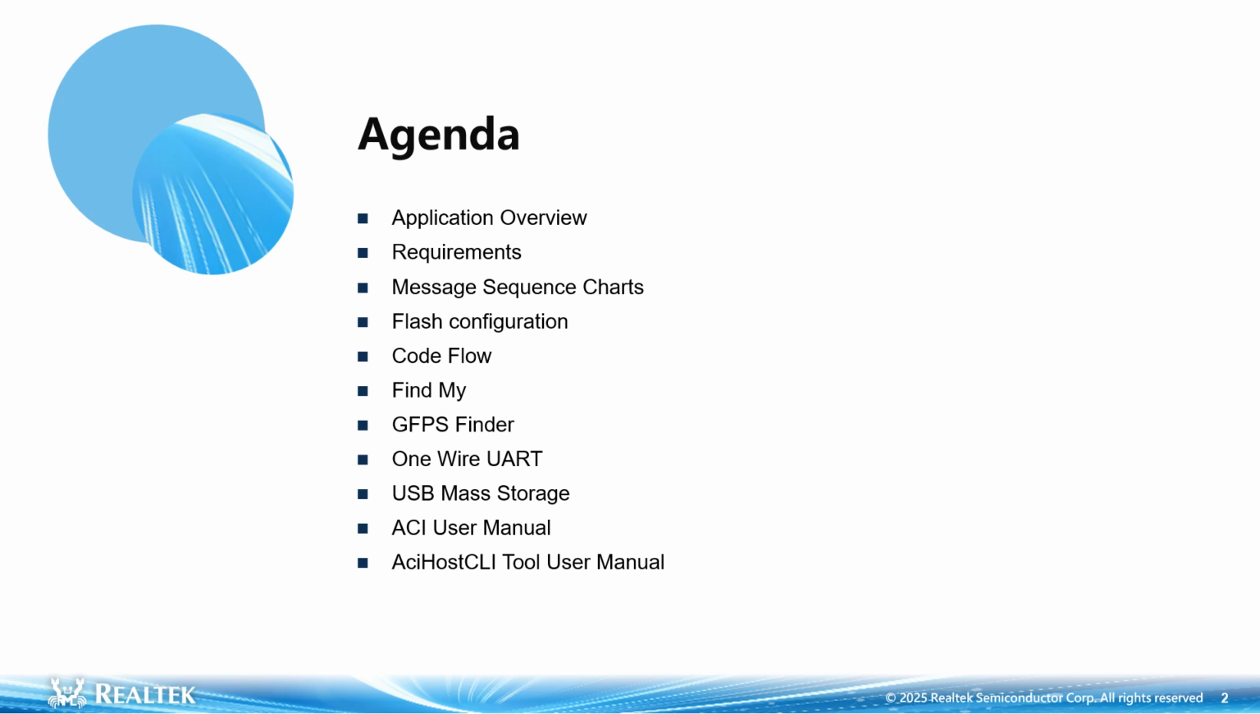Today's presentation covers the following topics: application overview, requirements, then mainly message sequence charts, flash configuration and code flow. The last part briefly introduces Find My, GFPS Finder, one-wire UART, USB mass storage, ACI User Manual and AciHostCLI User Manual. This report is mainly some introductory content, so for some of the technical details, you can understand them in detail through the documentation inside the SDK.